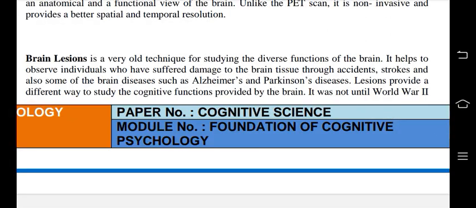Brain lesions is a very old technique for studying the diverse functions of the brain. It helps to observe individuals who have suffered damage to the brain tissue through accidents, strokes, and also some of the brain diseases such as Alzheimer's and Parkinson's diseases. Lesions provide a different way to study the cognitive functions provided by the brain.